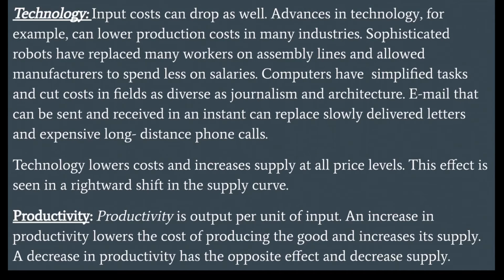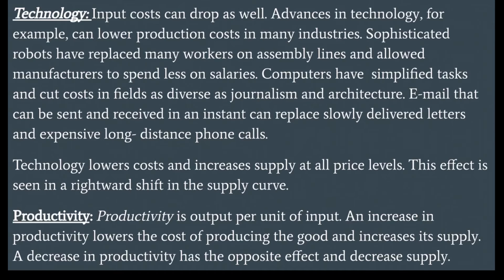Technology. Input costs can drop as well. Advances in technology, for example, can lower production cost in many industries. Sophisticated robots have replaced many workers on assembly lines and allowed manufacturers to spend less on salaries. Computers have simplified tasks and cut costs in fields as diverse as journalism and architecture. Email that can be sent and received in an instant can replace slowly delivered letters and expensive long-distance phone calls. Technology lowers cost and increases supply at all price levels. This effect is seen in a rightward shift in the supply curve.